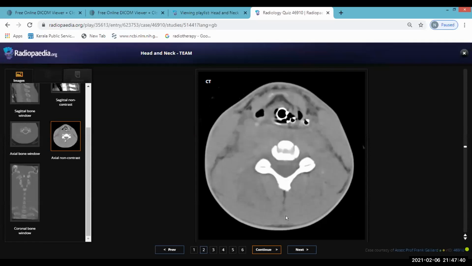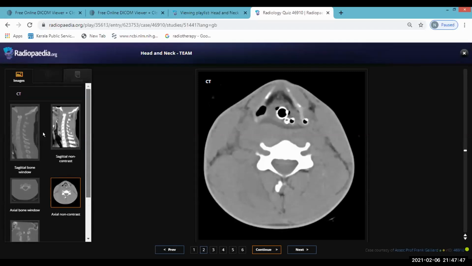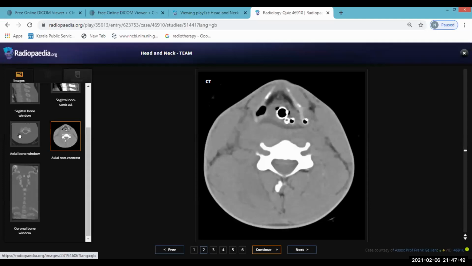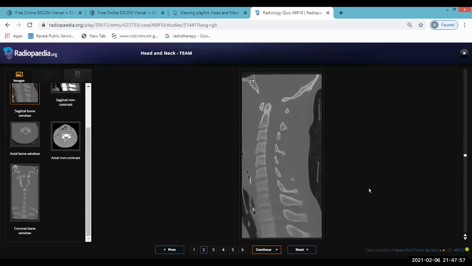Let me look at the sagittal bone window once again, and look for any other factors. Now I'm looking at the sagittal images again to find out any fracture or loss of alignment. The alignment is normal.